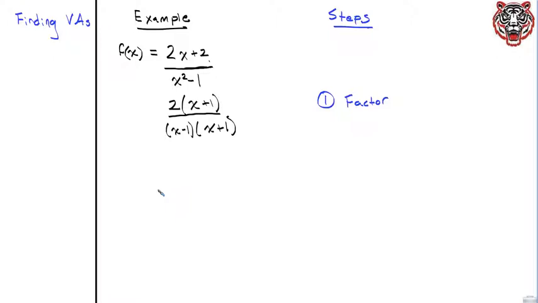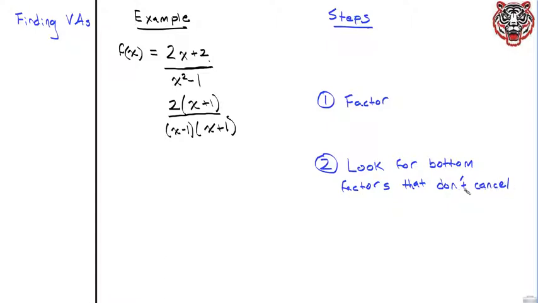All right, so we are on to step number 2. Step number 2 is to look for bottom factors that don't cancel. Sorry, let me write that out correctly. Look for bottom factors that don't cancel. I can spell don't correctly. You don't actually cancel anything out, but just look for the ones that don't cancel.